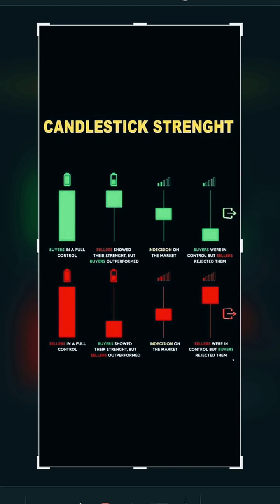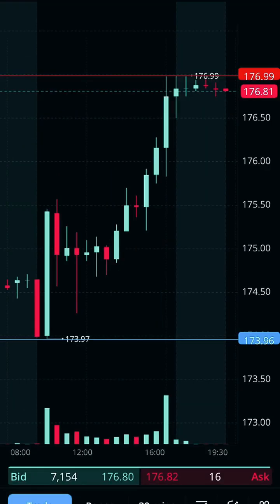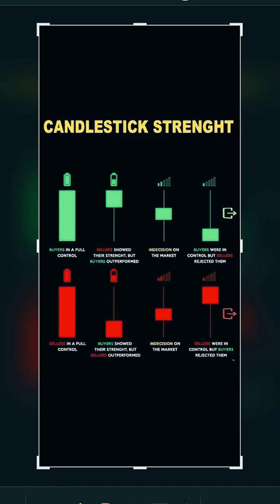So look at the first candlestick right here, and it says buyers in full control. Right there from 173, that big green candlestick, buyers were in full control for 30 minutes straight. Because this is a 30-minute chart, so each candlestick represents 30 minutes of time. But you notice that each candlestick means something different. The first one means buyers were in full control. That's a strong body on that candle. All right, so sellers showed their strength, but buyers outperformed.